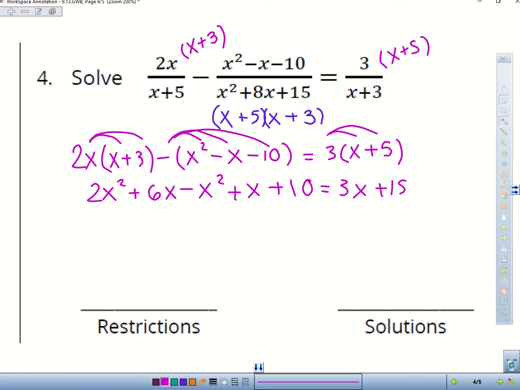So I just use the distributive property. And now I'm just going to combine like terms on each respective side.